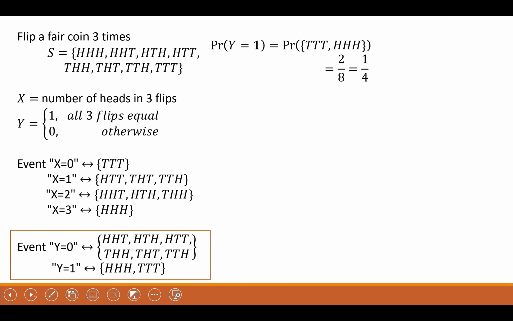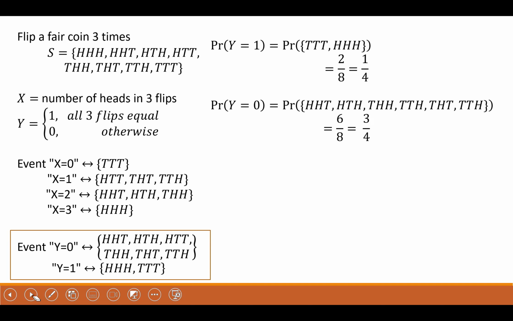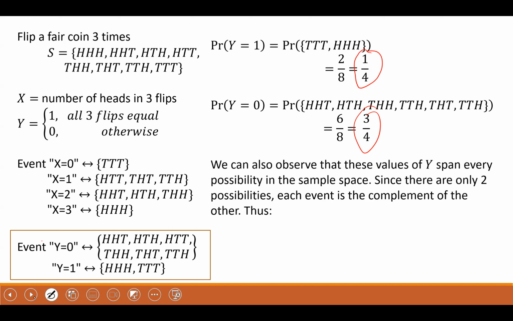I can do the same thing with my random variable y. The probability that y equals 1 is the probability that I get tails, tails, tails, or heads, heads, heads. It has a size of 2 over my sample space, which has a size of 8. I get 2/8 or 1/4. And the probability that y equals 0 is, of course, 6 over 8 or 3/4. And again, if we add these up, since these are the only two non-empty events, they sum to 1.